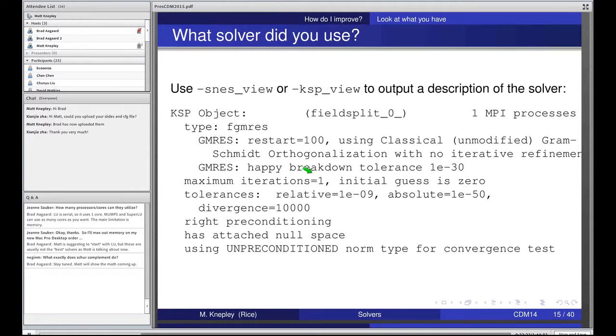And here we say here are the tolerances, the relative tolerance on the residual, the absolute tolerance on the residual. Here we say right preconditioning. I don't think it's terribly important to know the difference. There are two types of preconditioning, left and right. However, I do think it's important to look at this. Has attached null space. So what does that mean?